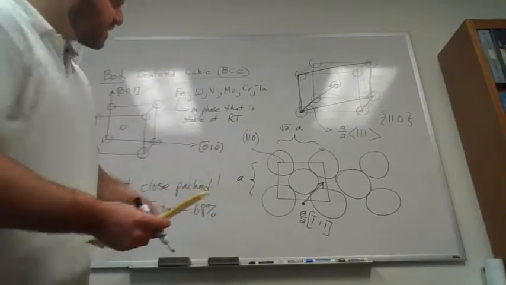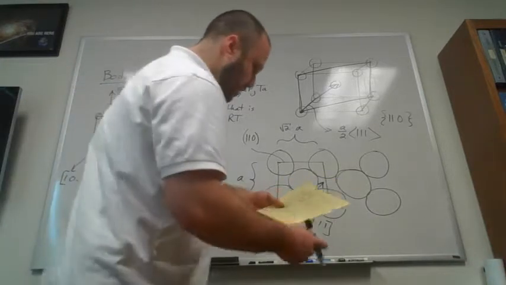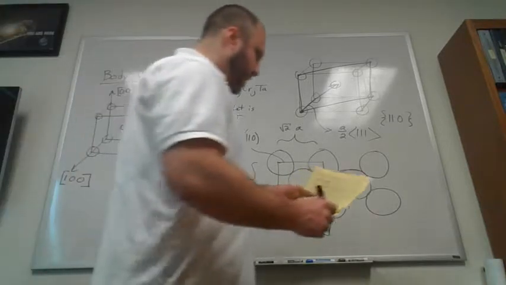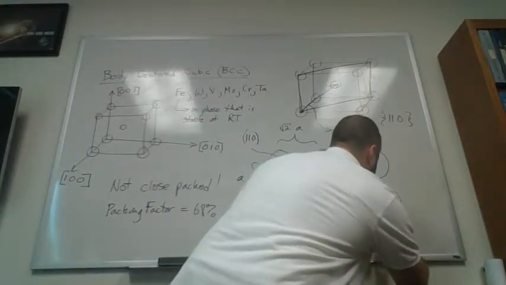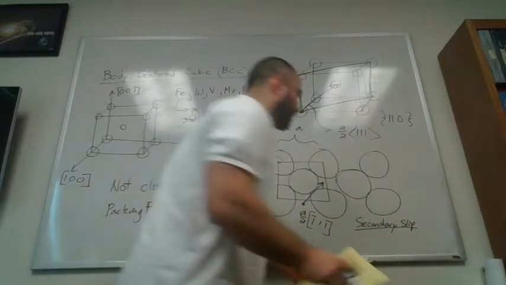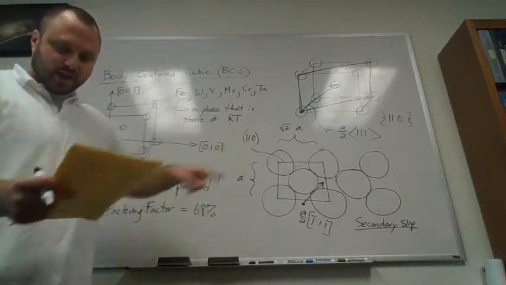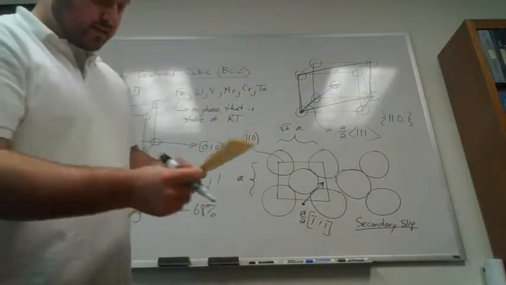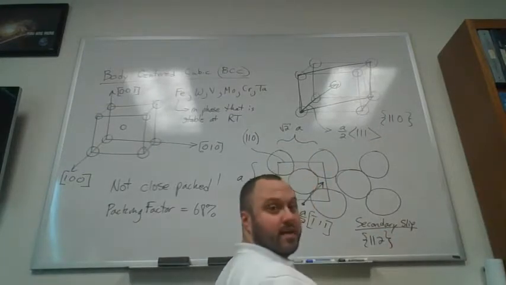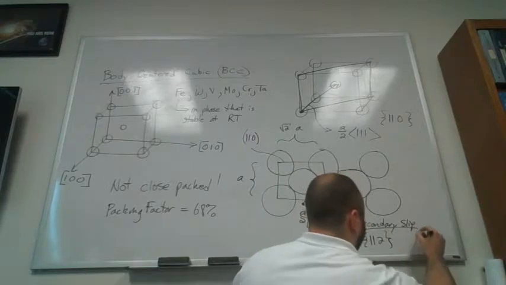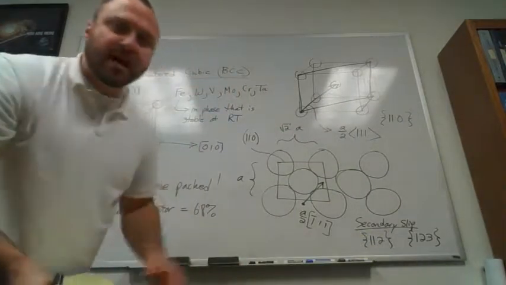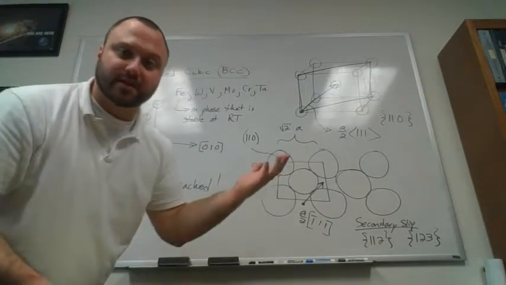So what that tells us is slip is predominantly on the 1, 1, 0 planes in BCC. We do have one complication: we have secondary slip planes. So in addition to this 1, 1, 0 type plane, we can also get slip on the 1, 1, 2 type planes and the 1, 2, 3 type planes, although it's less common, okay? And actually this usually happens if we really increase the temperature at which we're testing.